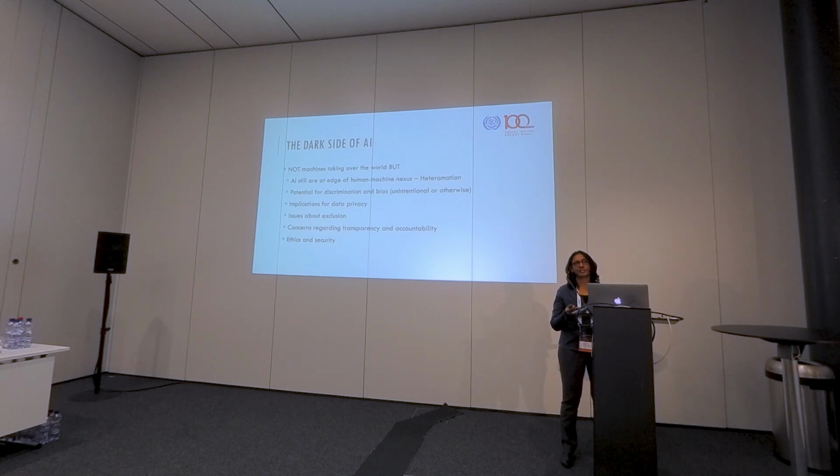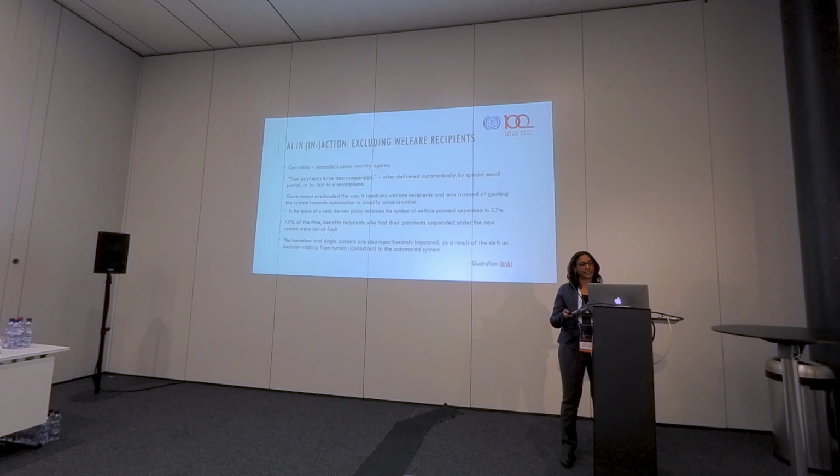It's humans who are feeding the data into the machine learning systems. And I don't think we have reached the stage where it could be completely automated or completely AI determined. It depends much more on the kind of data that is put in. Now, this also has huge implications for data privacy. There are huge issues around exclusion. There are also concerns about transparency, accountability, ethics and security. And some of these issues will also be taken up by other colleagues later.